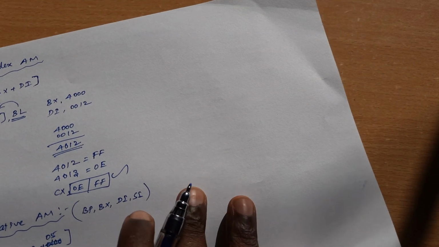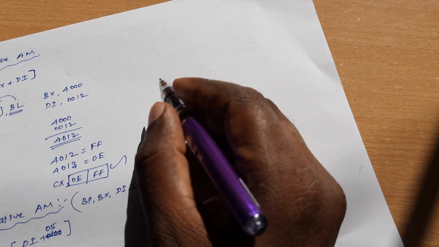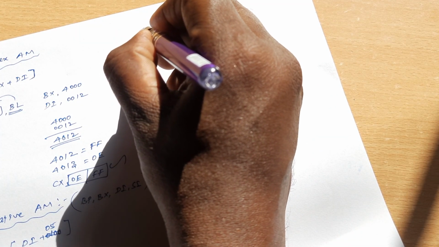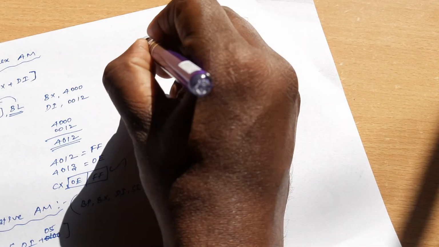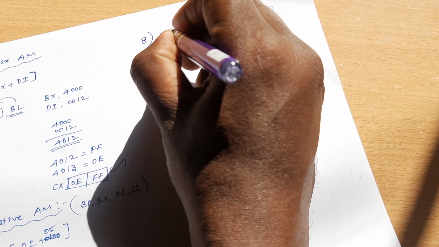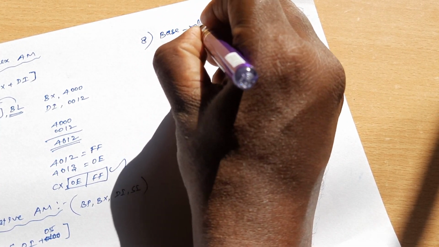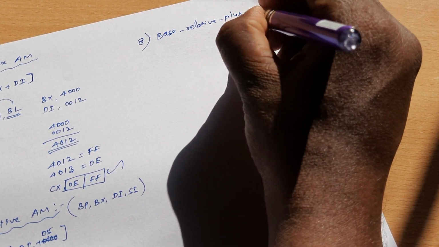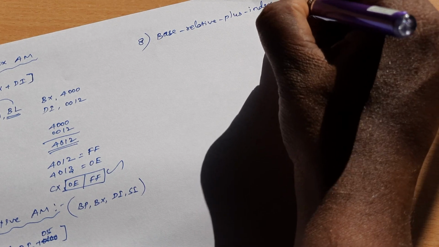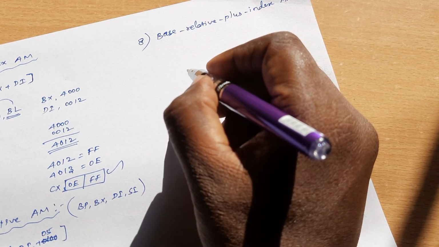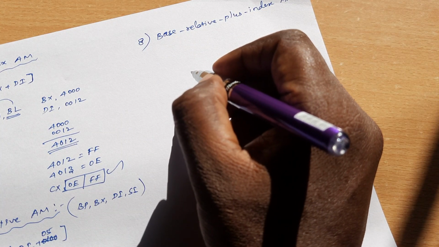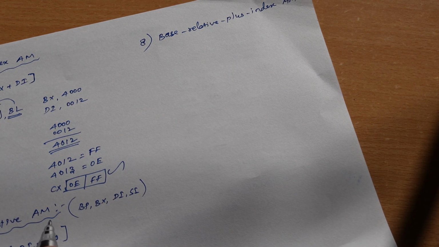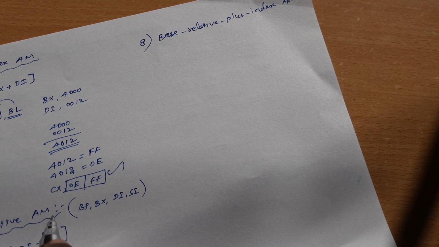So next we will see base relative plus index addressing mode. The eighth one, so 7 is over. Eighth one, so we will have base relative plus index addressing mode. So here it is a combination of the previous two, that is not string, the sixth one and fifth one, the register relative as well as base plus index addressing mode.